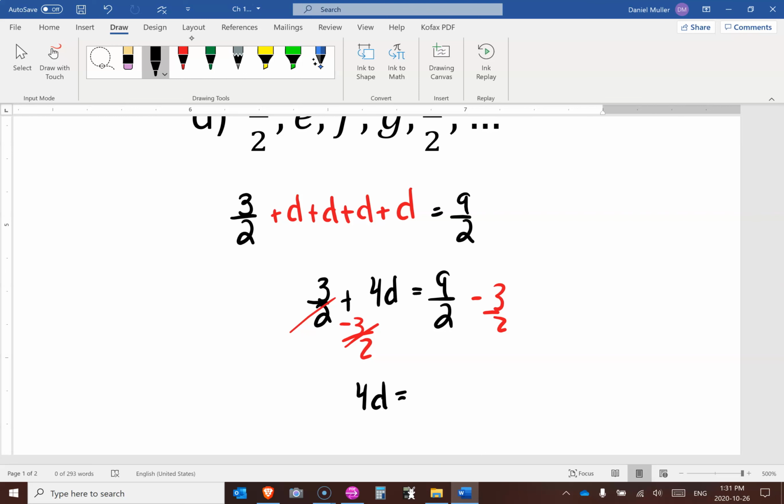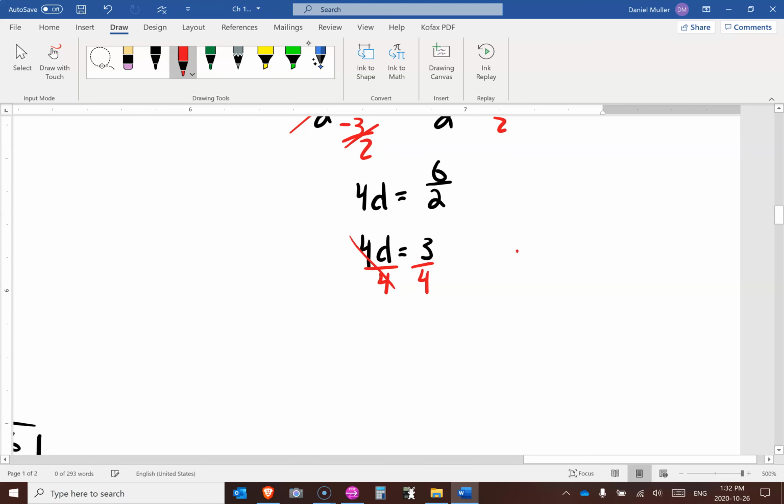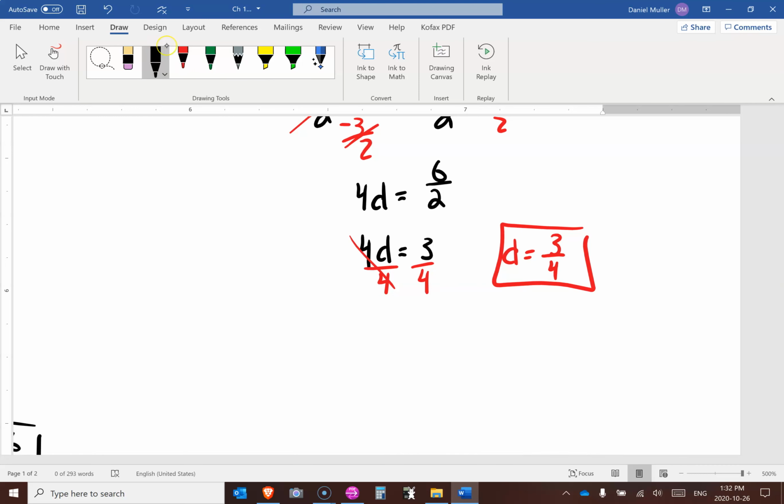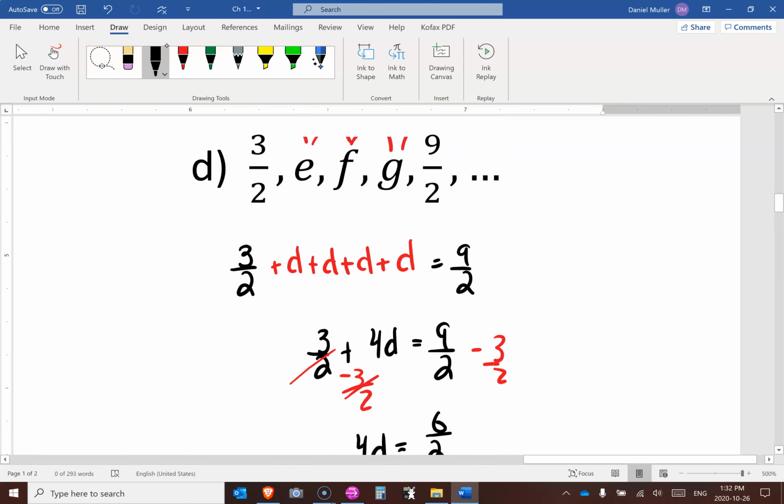So you subtract the numerators. 9 minus 3 is 6. Denominator stays the same, which is just 2. So I guess 6 over 2 we can reduce to 3. And then divide by 4. So I've got D is equal to 3 over 4. Okay, well that is a weird number. It's a nice fraction, I guess, but it isn't a nice whole number like I was hoping for.